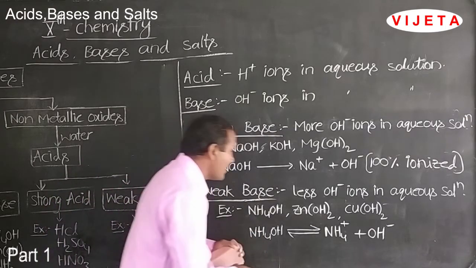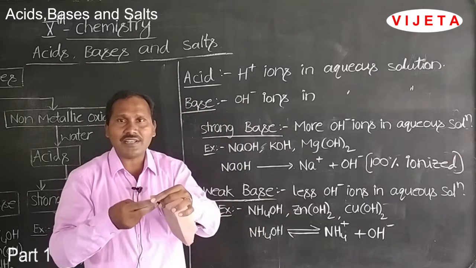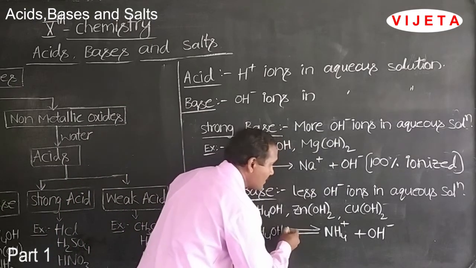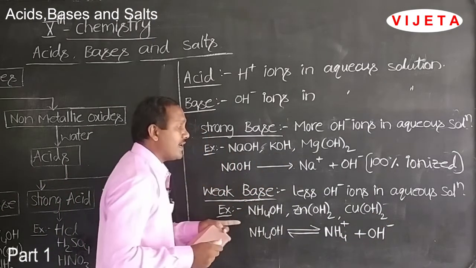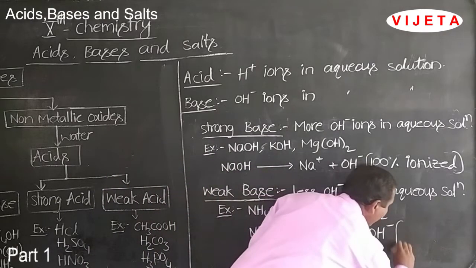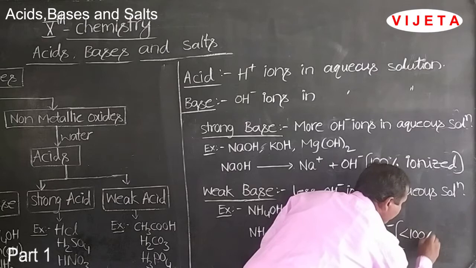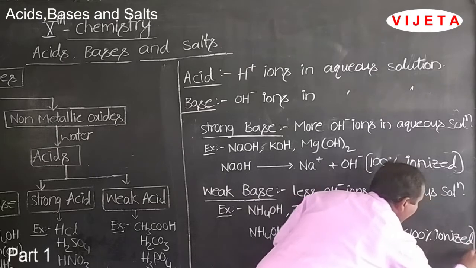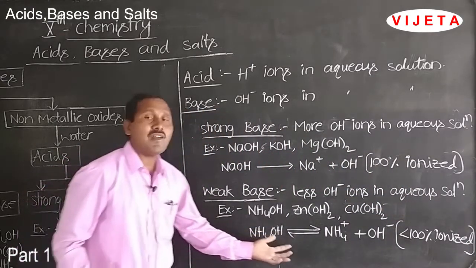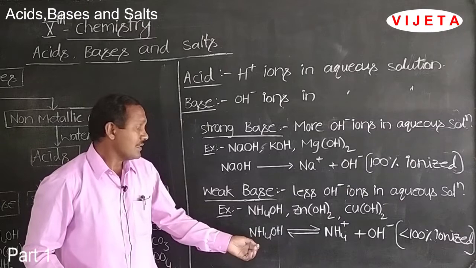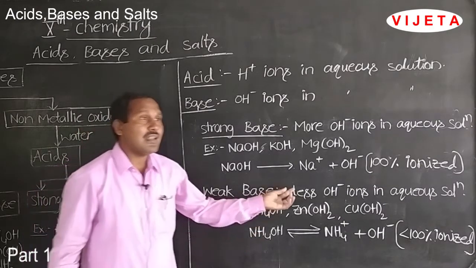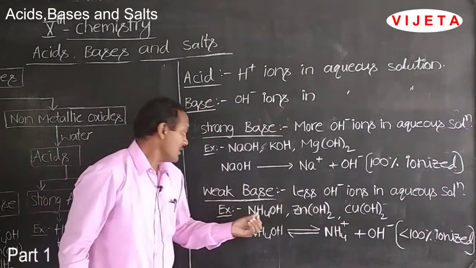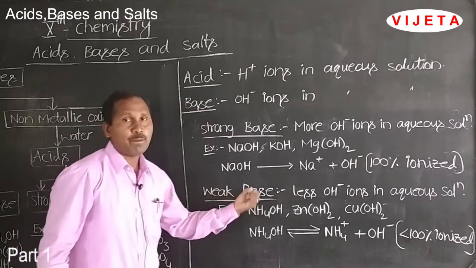When ammonium hydroxide is taken in a test tube, it is incompletely ionized, because in this reaction both the forward reaction and the backward reaction take place. So here it is less than 100% ionized. Less than 100% ionized means it does not fully dissolve in water. So you can understand that fewer OH minus ions are produced in aqueous solution. This is called a weak base.